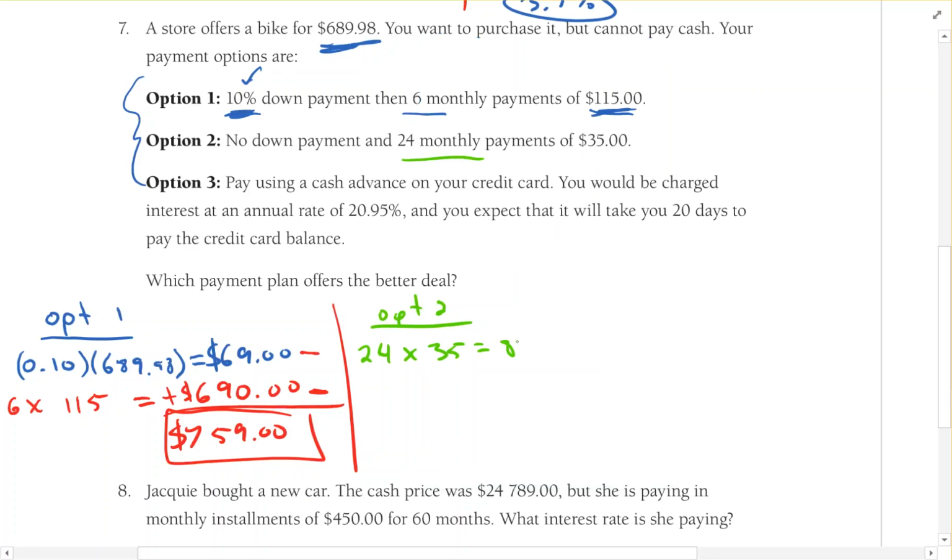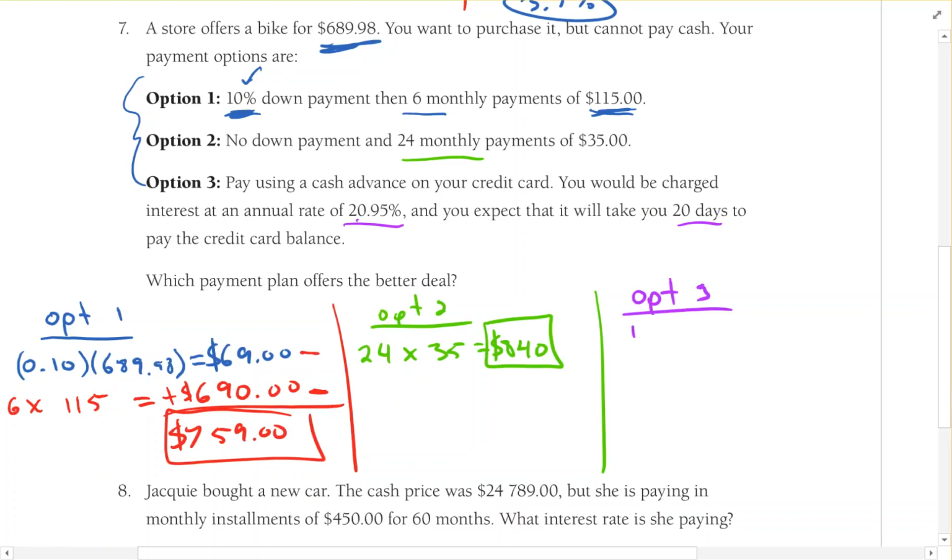So $840. And then lastly, option 3. So pay using a cash advance on your credit card. You would be charged interest at an annual rate of 20.95%, and you expect that it will take you 20 days to pay the credit card balance.